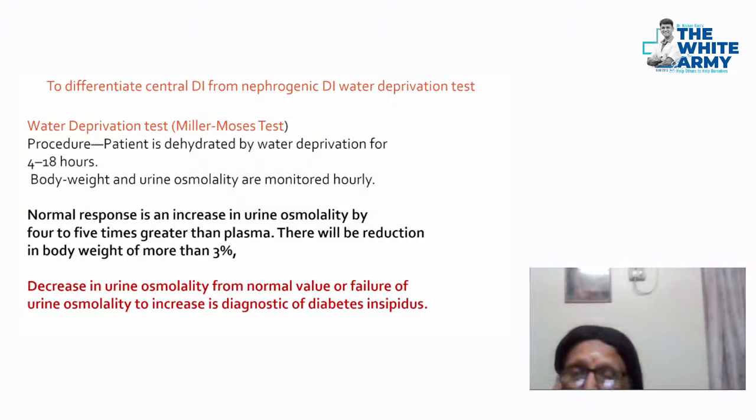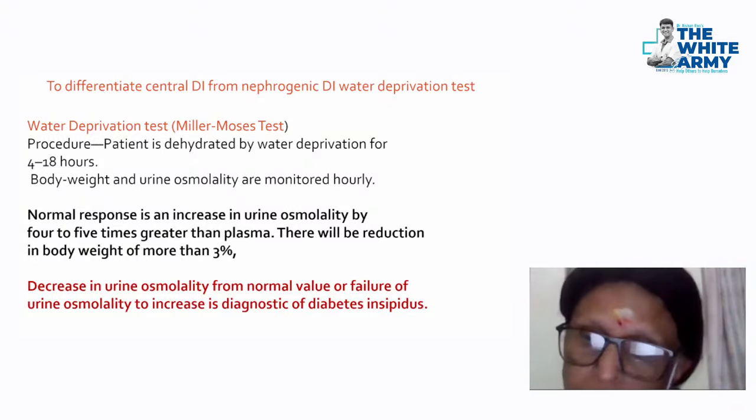So you should be carefully monitoring this patient by hourly weight and at least 2-hourly osmolality, because otherwise you can create problems for the patient. If it is diabetes insipidus, when you dehydrate, the patient will not be able to reabsorb. The patient can go into severe hypotension and collapse. So you have to carefully titrate by measuring the urine osmolality and body weight. Decrease in urine osmolality from the normal value, or failure of osmolality to increase, is diagnostic of diabetes insipidus.